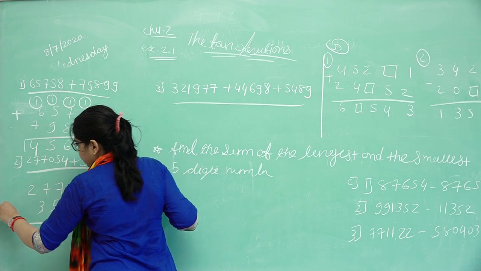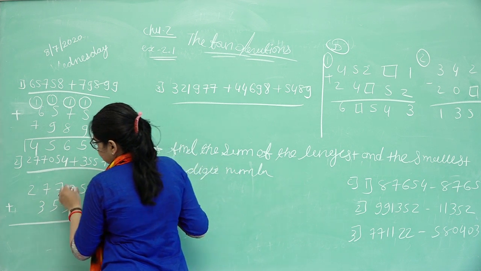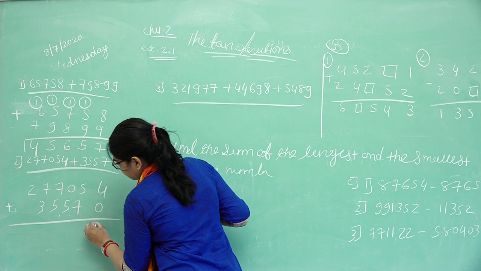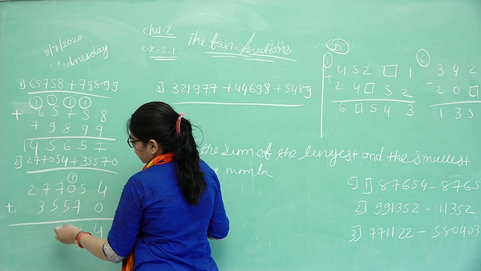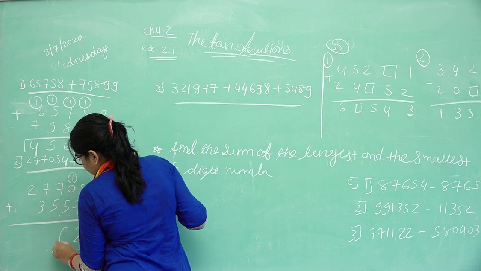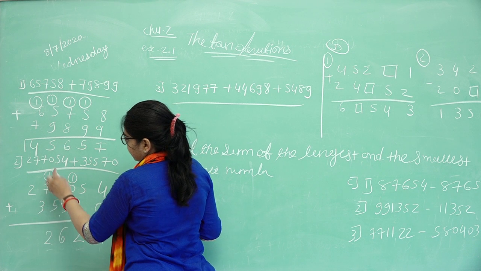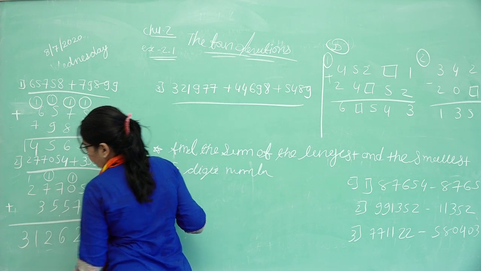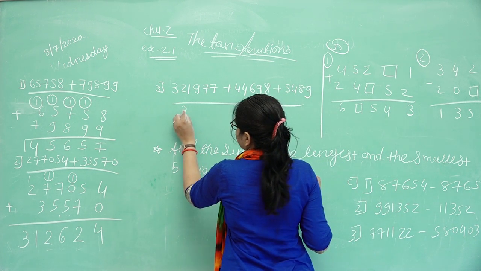Always arrange the second number in ones, tens, hundreds, thousands, ten thousands and lakh. 4 plus 0, 4, 7 plus 5, 12, 2 here, 1 carry over. 5 plus 1, 6, 7 plus 5, 12, 2 here, 1 carry over. 7, 8, 9, 10, 11, 1 here, 1 carry over. Then after, 2 plus 1, 3. Then after, our question number 3.